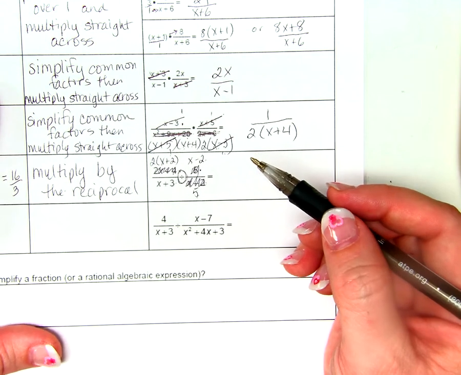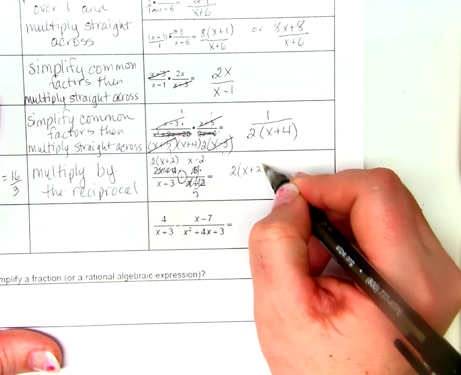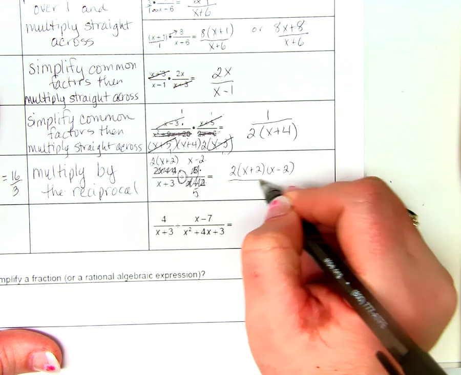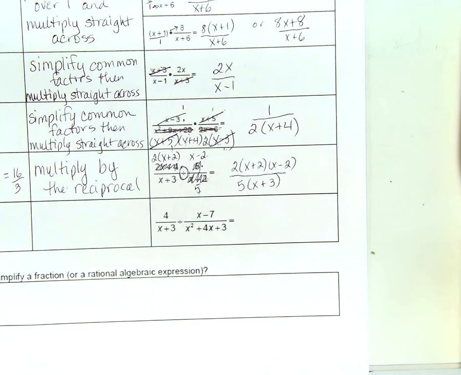And to multiply fractions, I multiply straight across, unless I can simplify first. Can I simplify anything? So I get 2 times x plus 2 times x minus 2 over 5 times x plus 3. What can I do? Nothing. Circle my answer. Right? I mean, if you've been circling it before, I haven't, so I'm just going to leave it alone. We good? Any questions?